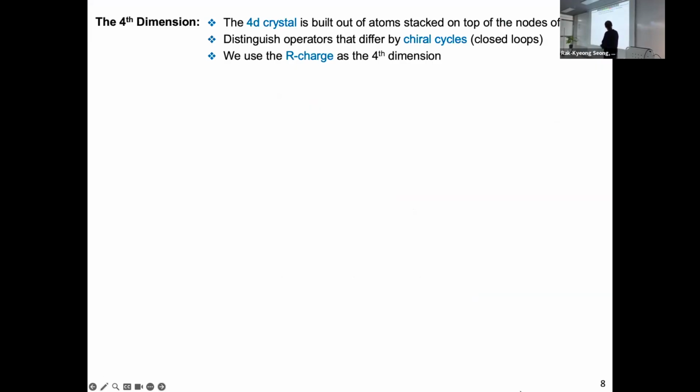So the 4-dimensional crystal corresponds to atoms that are on top of the periodic quiver. That extra dimension allows you to distinguish operators that differ by closed loops. There's one basic type of closed loop, which is the analog of a superpotential, things differing by a superpotential term for Calabi-Yau threefolds, which is what I call chiral cycles. You obtain it when you multiply one of the terms in the J terms and one of the terms in the E terms for a given Fermi. When you multiply the chiral fields for those two things, you get a closed loop.